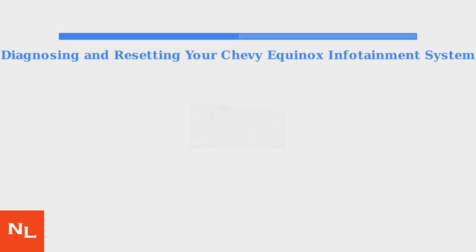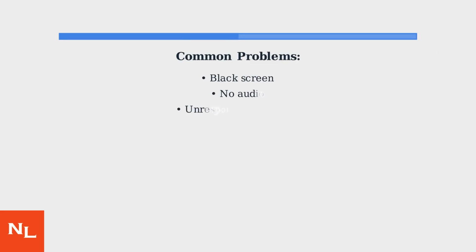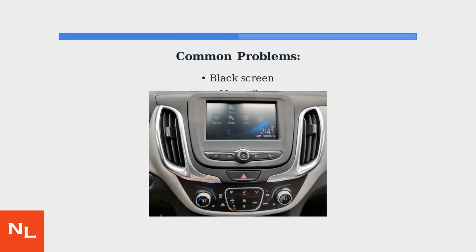Experiencing a black screen or no audio in your Chevy Equinox's infotainment system can be frustrating. These issues often stem from software glitches, hardware malfunctions, or electrical problems, particularly in models from 2016 to 2023. Common symptoms include a black screen, no audio output, or an unresponsive touchscreen. These are frequently caused by software glitches, faulty hardware, or electrical issues in 2016 to 2023 models.